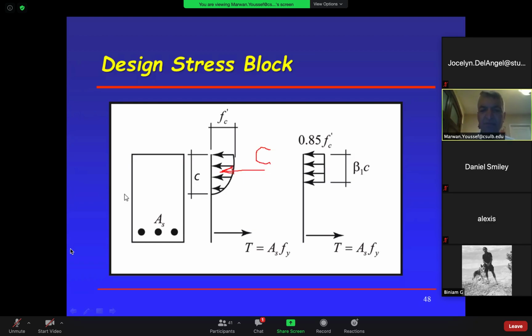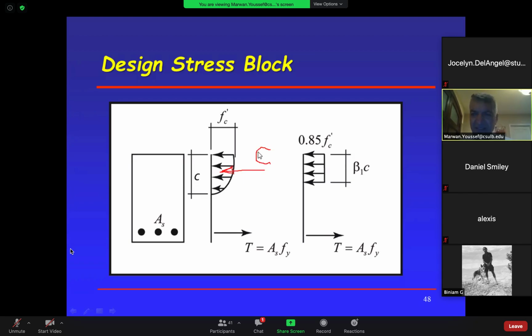If I have equilibrium from statics, summation of forces in the x direction equals 0. Otherwise, if it's not equal 0, the beam is going to move. So what are the forces I have? C and then T. Look at this. Plus C minus T. So you can tell C has to equal T for equilibrium to happen. Okay, T is easy to find. AS times Fy. How do I calculate C? See how, guys, we are deriving the equations. The equation is very simple, but I want you to understand the mechanics. How do I calculate the C?